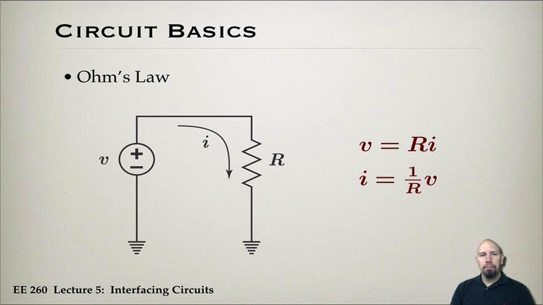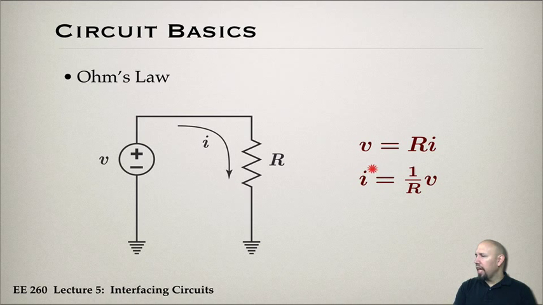Okay, so in our circuit basics, we first look at the physical laws associated with circuits. The first physical law is called Ohm's law, and Ohm's law is associated with the resistor. It basically says that the voltage across a resistor is equal to the resistance times the current. So that is what Ohm's law says.